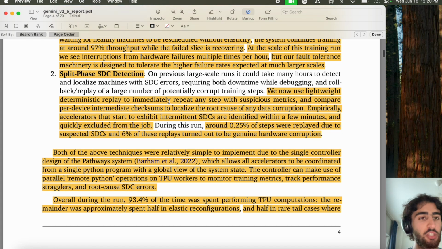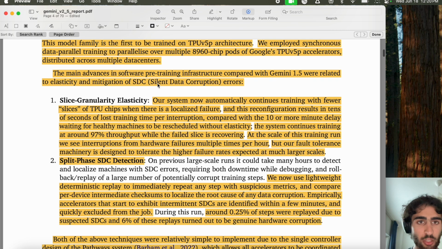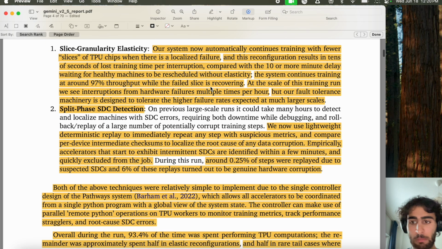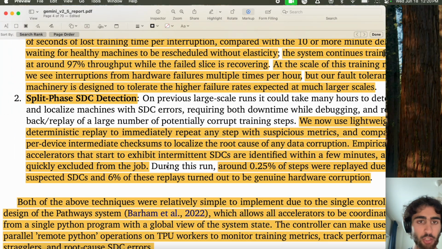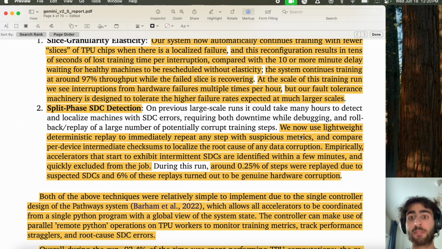And then there's also split phase SDC detection. So SDC corresponds to silent data corruption, which just means if a GPU is still working, but is doing complete garbage calculations. So this is a big problem because it can corrupt the data. And now they use lightweight deterministic replay to immediately repeat any steps with suspicious metrics and compare per-device intermediate checksums to localize the root cause of any data corruption.